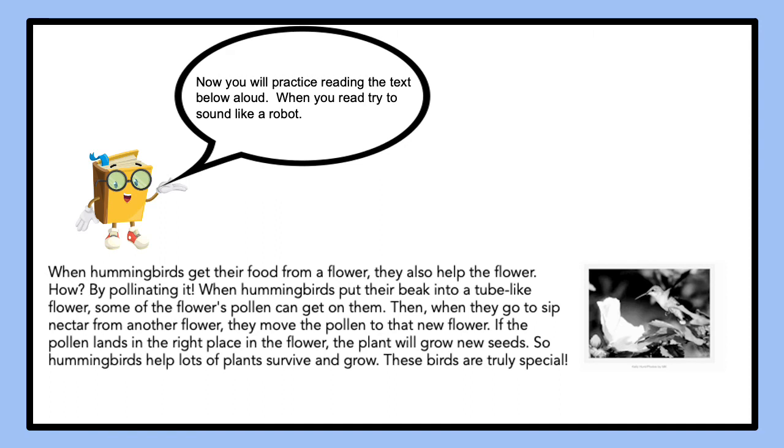Now you will practice reading the text below aloud. When you read, try to sound like a robot. For example, when hummingbirds get their food from a flower, they also help the flower. Pause the video and practice reading like a robot.